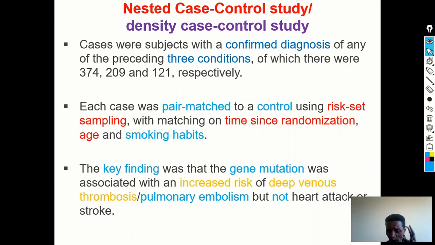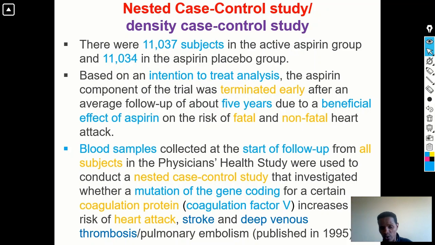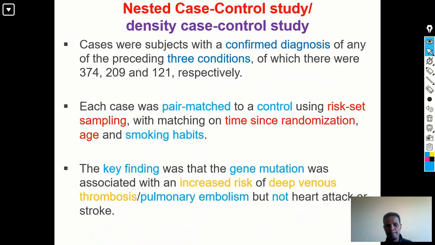The cases were subjects with a confirmed diagnosis of any of the preceding 3 conditions, that means heart attack, stroke, or deep vein thrombosis. So these were the cases. There were 374 stroke cases, 209 heart attack cases, and 121 deep vein thrombosis cases. For each of the cases, controls were randomly taken from among the healthy individuals for each of the groups.